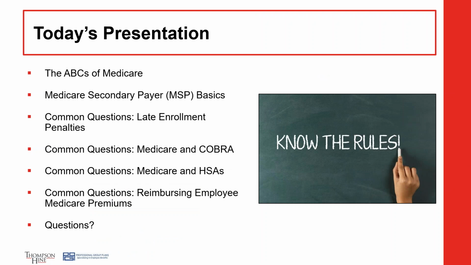Today we're going to talk about the ABCs of Medicare. Just to make sure everyone's on the same page, we'll talk about what is the difference between Medicare Part A, Part B, Part C, and Part D. Then we'll talk about what the basics are for the Medicare Secondary Payer rules. Then we'll get into our common questions. We'll talk about late enrollment penalties, Medicare and COBRA, Medicare and HSAs, and reimbursing employee Medicare premiums.